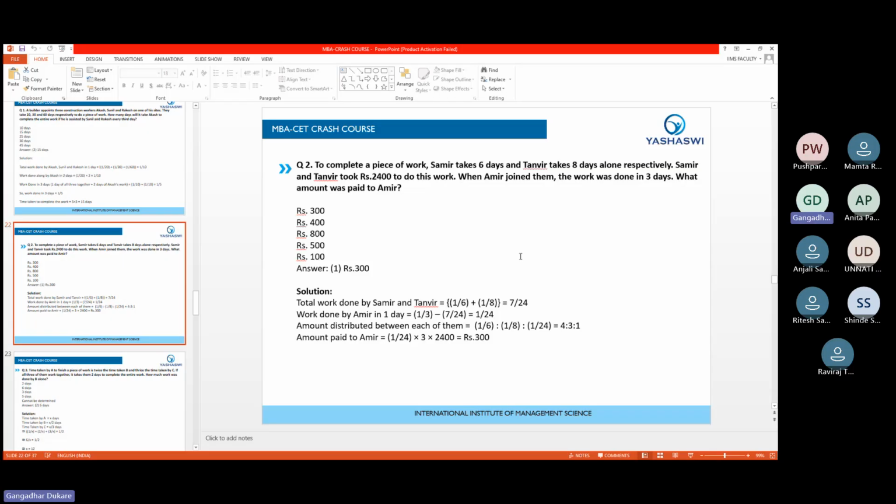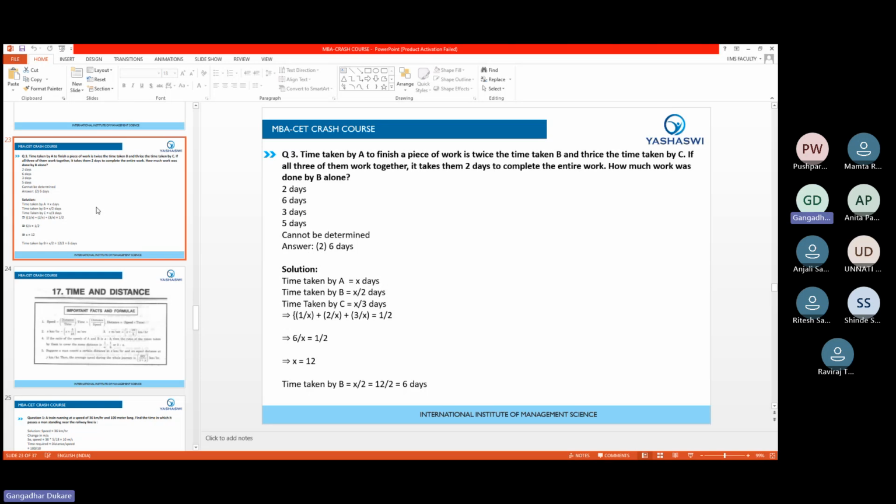Okay, the work done by Amir in one day needs to be calculated, which is 1 by 3 minus 7 by 24. Both their works need to be subtracted from the total, which equals 1 by 24. The amount is distributed between them in the ratio 1 by 6 to 1 by 8 to 1 by 24, that is 4 to 3 to 1. So the amount paid to Amir equals 1 by 24 into 3 into 2400, equal to 300. That needs to be calculated from your side, so it will be easy to understand.